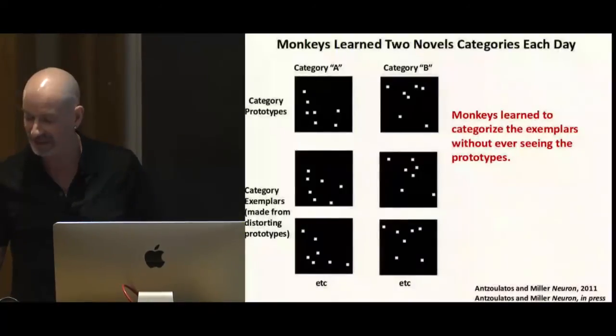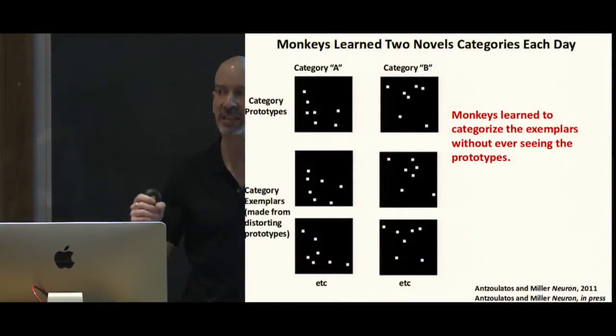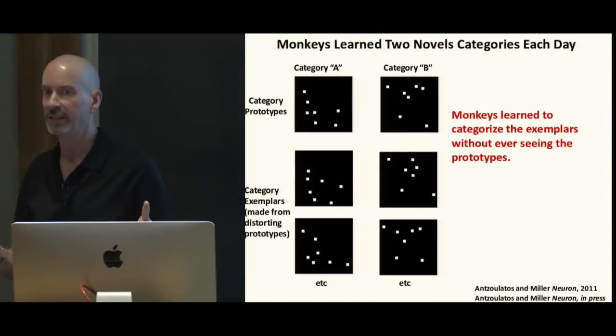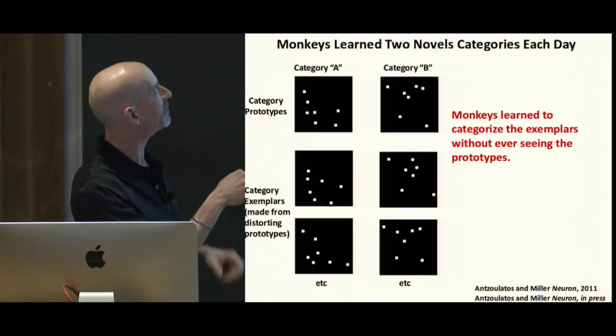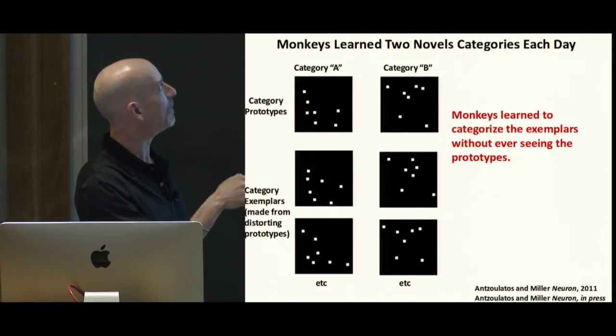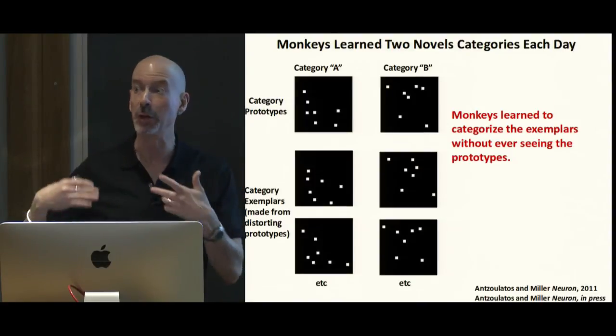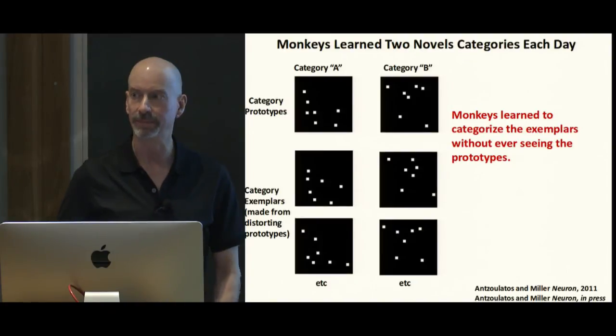So we tested this idea directly by training monkeys to learn 2 new categories each day during one 3-hour recording session. For each day of recording, we made 2 categories, category A and B, from prototypes that were generated new on that day. And the prototypes were just patterns of dots on the computer screen.